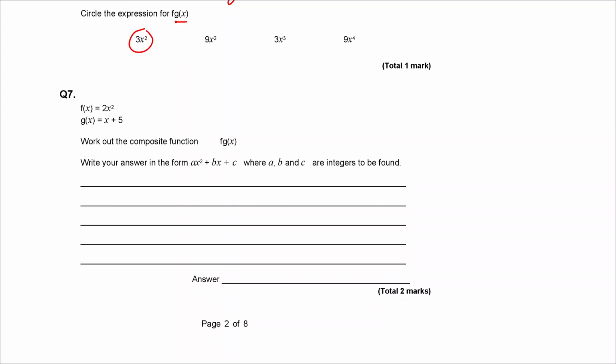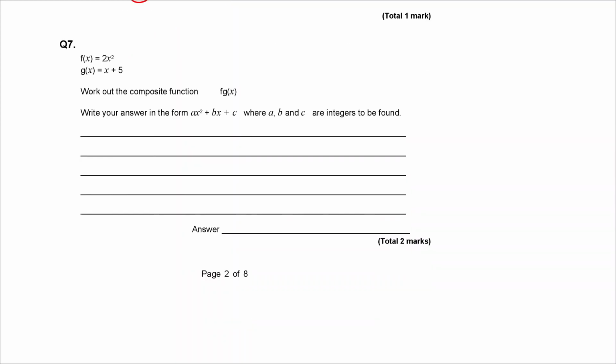Question number 7. Let's have a look at this one. We've got this. f of x is 2x squared, g of x is x plus 5. Work out the composite function fg of x and give your answer in this form. That will become apparent as we work through it. So we're going to put g of x, which is x plus 5, in for x over here. So I'm making sure I'm showing all of my working.